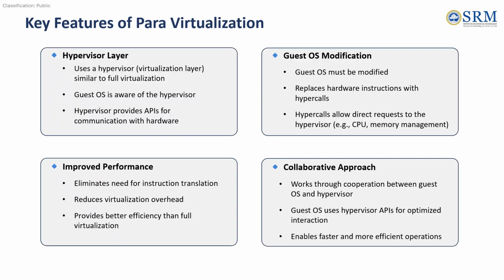This slide explains the important features of para-virtualization. Similar to full virtualization, para-virtualization also uses a hypervisor layer. However, in this case, the guest operating system is aware of the hypervisor. One important feature is improved performance. Since para-virtualization eliminates the need for binary translation, virtualization overhead is reduced and system efficiency becomes better.